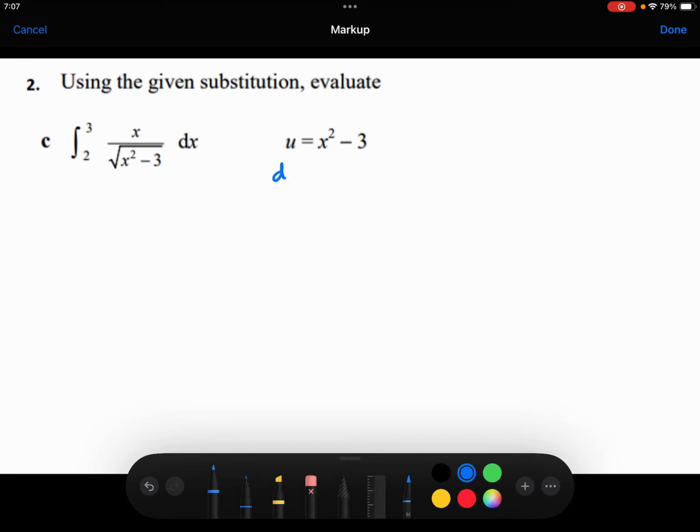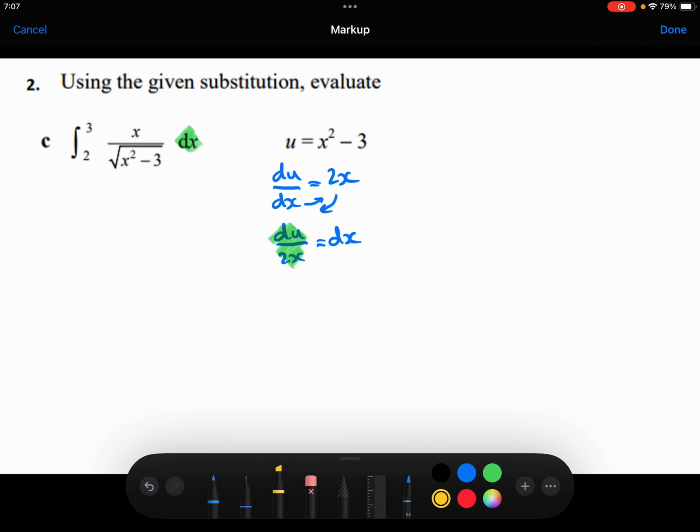I'm going to start by differentiating my substitution. So differentiating x squared, I get 2x, and differentiating the minus 3 will be 0. Making dx the subject, I find that I can replace my dx here with du over 2x. We'll do that in a moment.